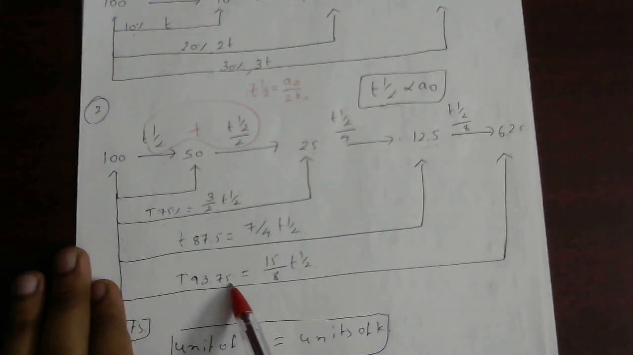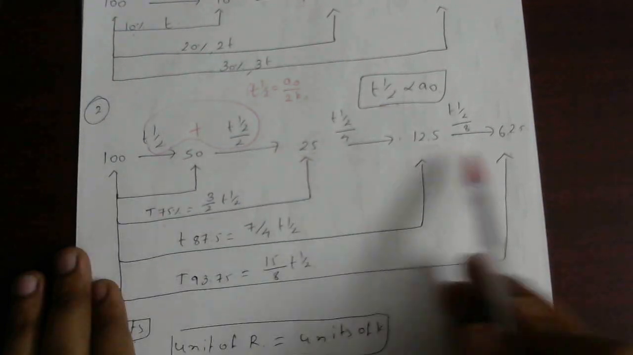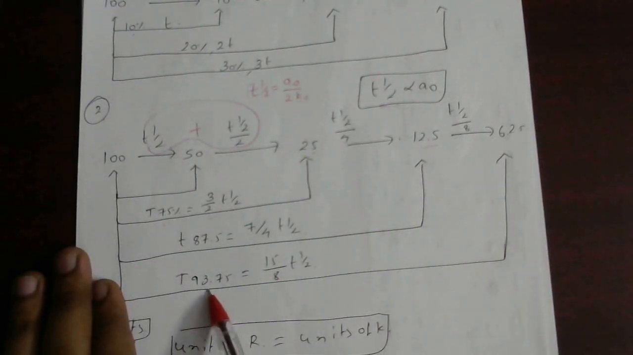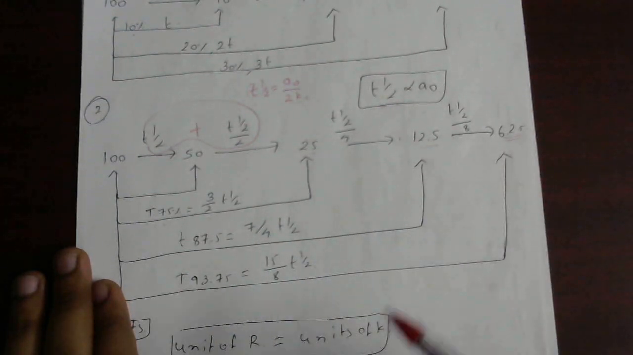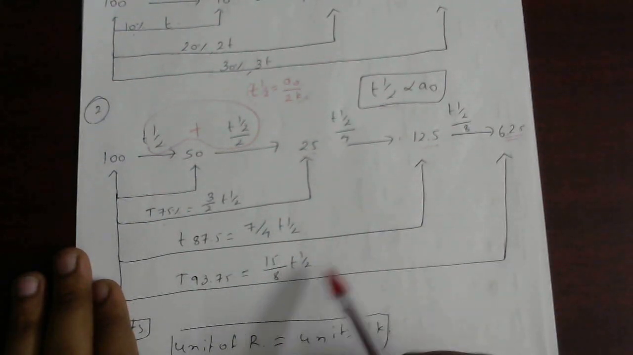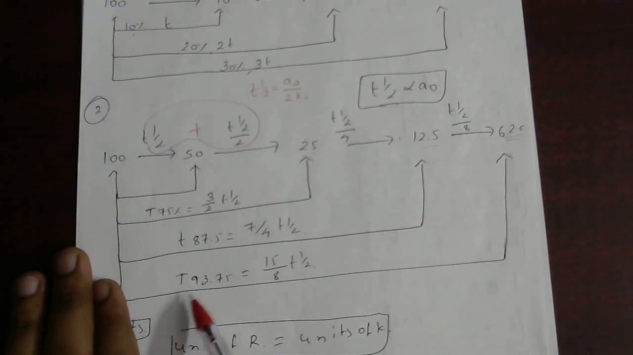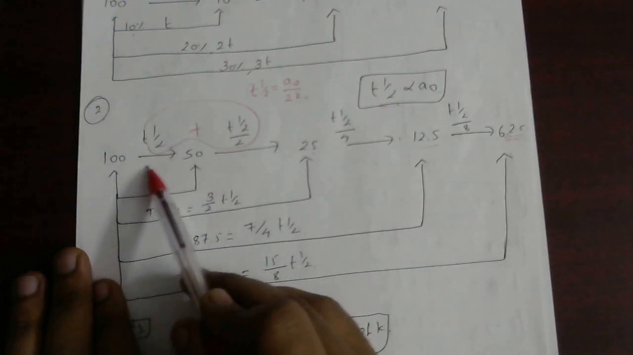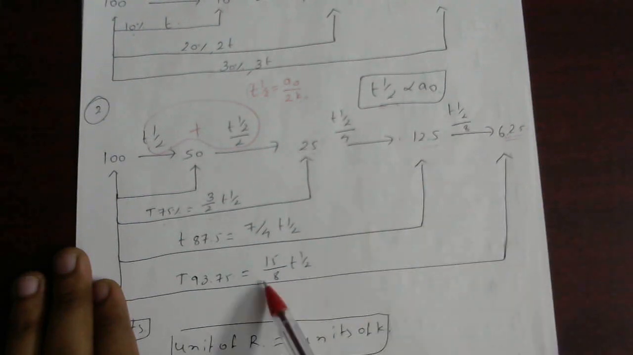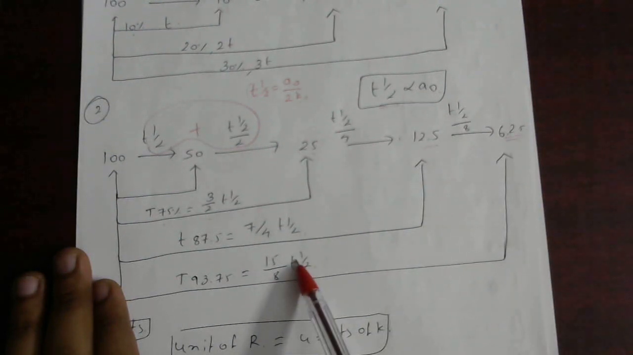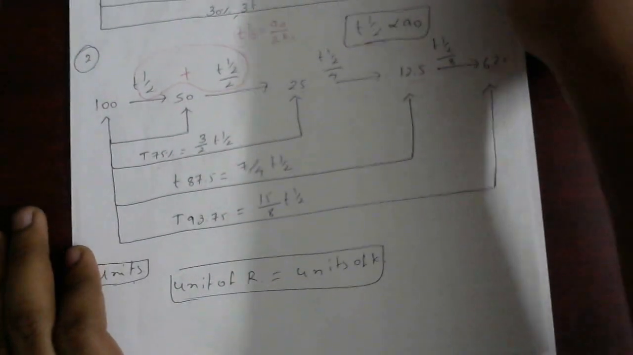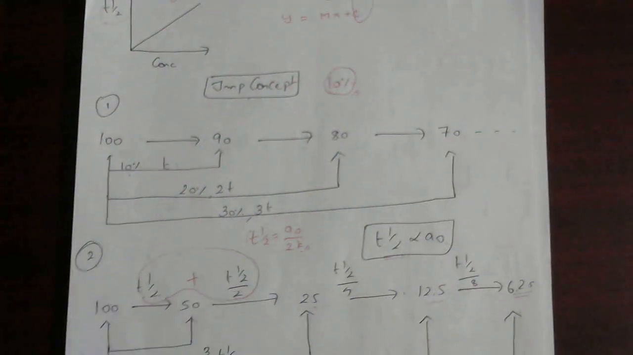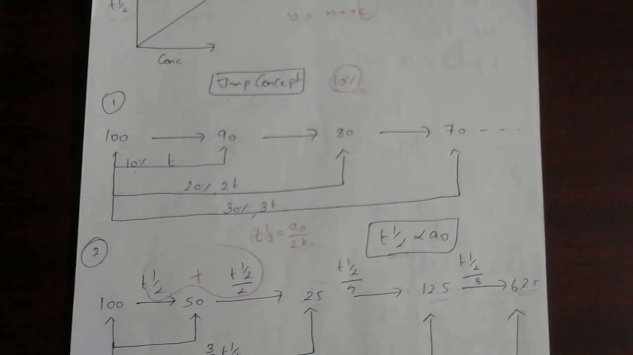And after that, T 93.75. How did we get it? 100 minus 6.25, which is 93.75. This is what is remaining, and this is how much got reacted. I said that x is nothing but this one only. For 93.75, if you add all these 4, you will get 15 by 8 t half. And in case of zero order reaction, units of r equal units of k. Hope this is clear.